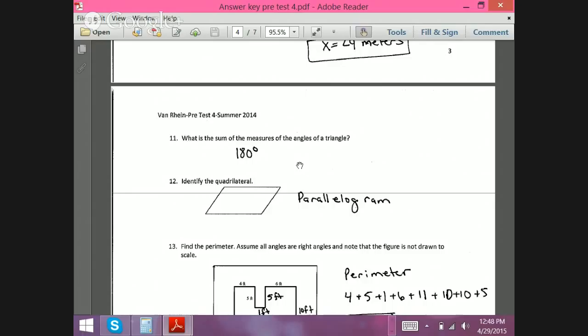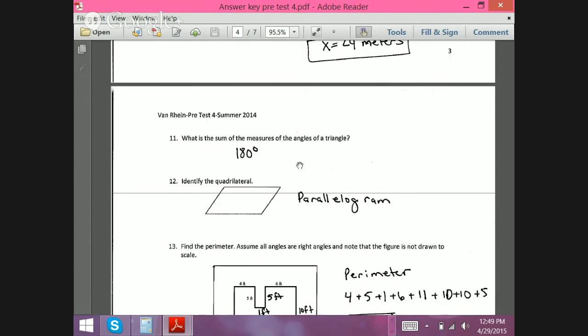If I say, what's the sum of the measures of the angles in a hexagon or pentagon, a hexagon has 6 sides, a pentagon has 5 sides, you plug it in that formula. So here for a triangle, the formula you can plug in is 3. So n minus 2 times 180. Or you could just know the sum of the angles of a triangle.